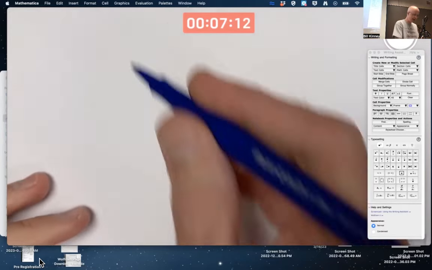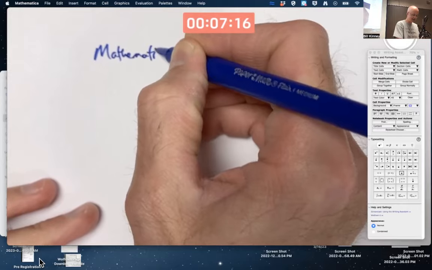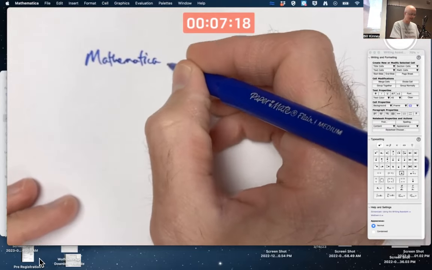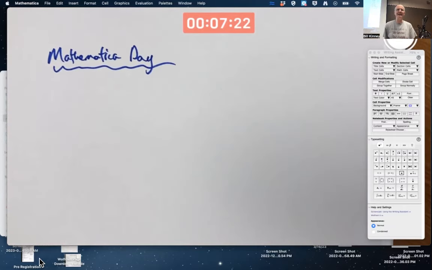Today is Mathematica Day. Mathematica Day in probability and statistics. My goal, at least in part, is to try to convince you that Mathematica is worth it. To this point, you probably haven't thought it's worth it.